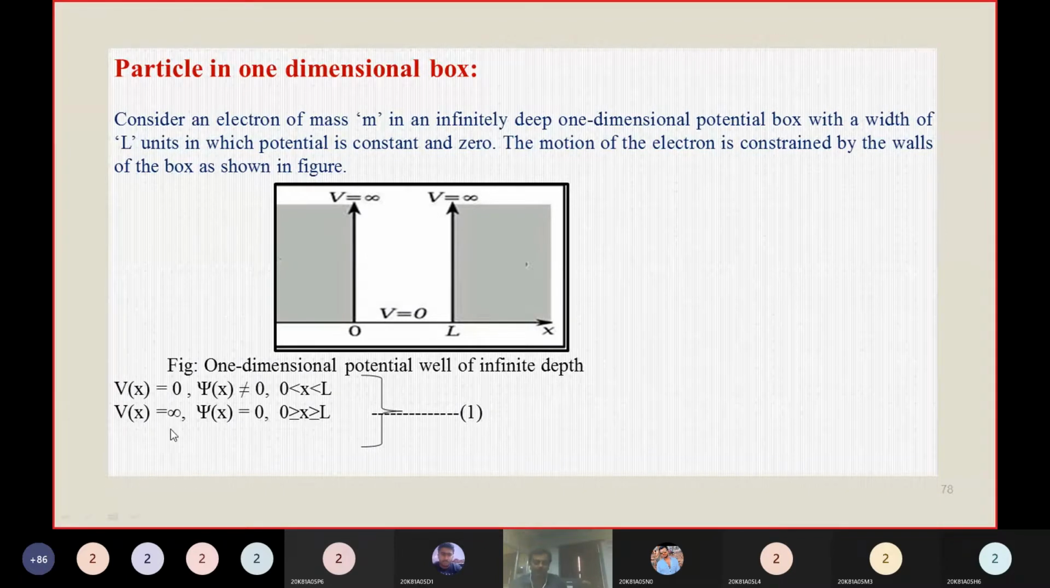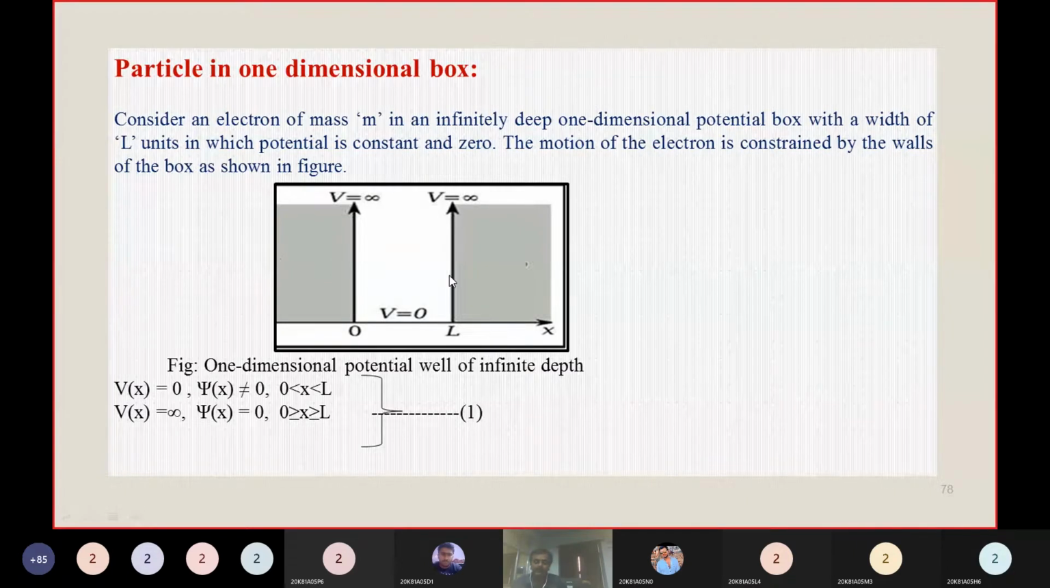Now, the second boundary condition. Here we take another condition. If the x value is less than 0, V(x) will be infinite. The potential equals infinity at or below the boundary, so the wave function equals 0.